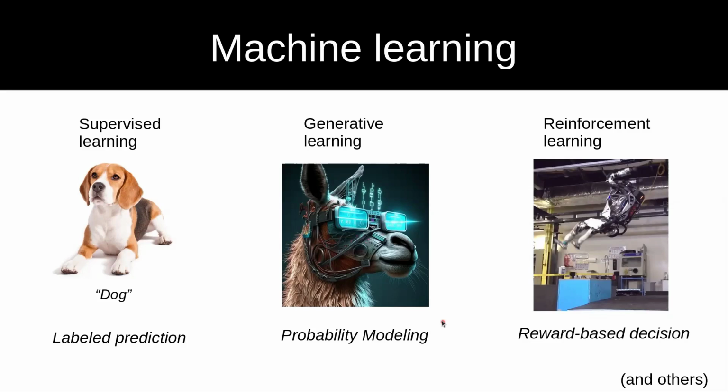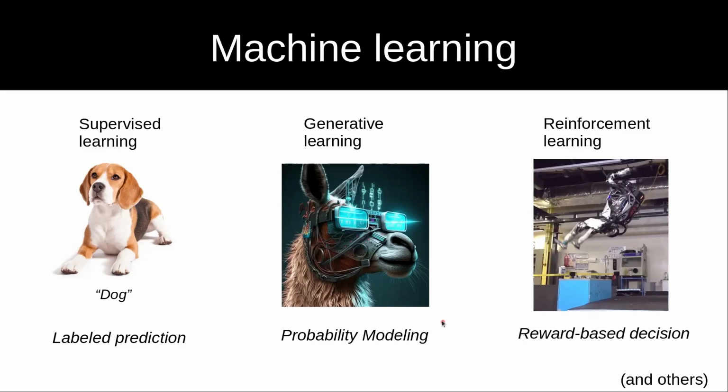In machine learning, there are, of course, many tasks that one is interested in doing. You have supervised learning, which essentially allows you to say if a certain picture is a cat or a dog. So this is the typical classification problem. You can also have generative learning that essentially allows you to model probabilities. In particular, there are all these very impressive demonstrations with large language models and transformers. And you also have other types of machine learning methods like reinforcement learning that are essentially based on reward-based decisions.